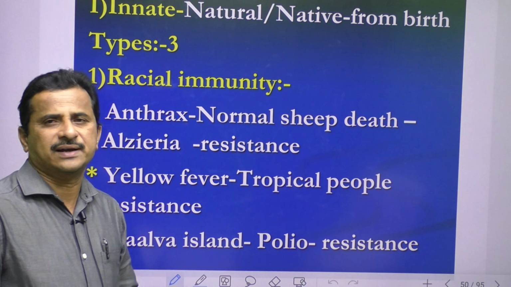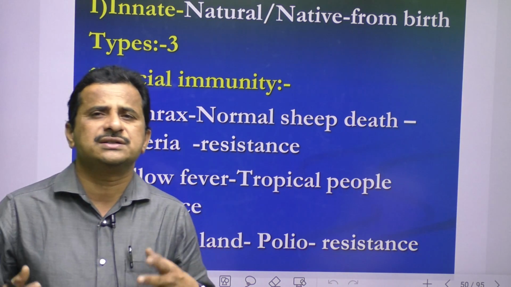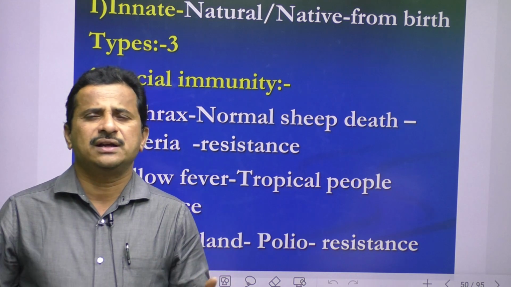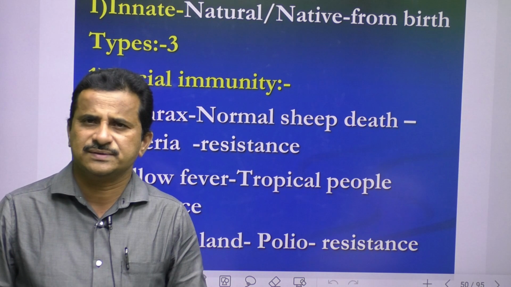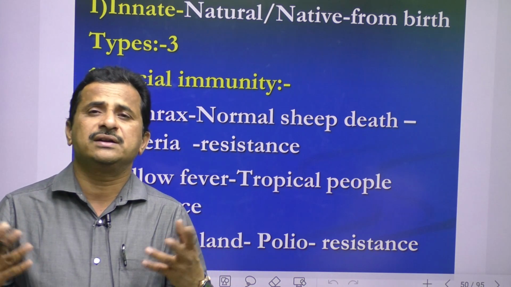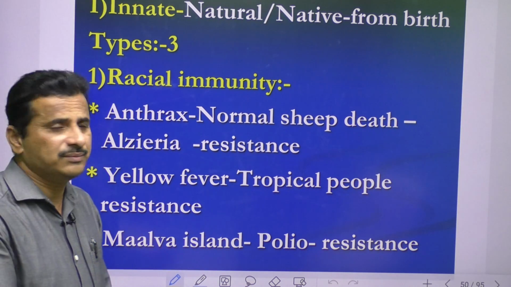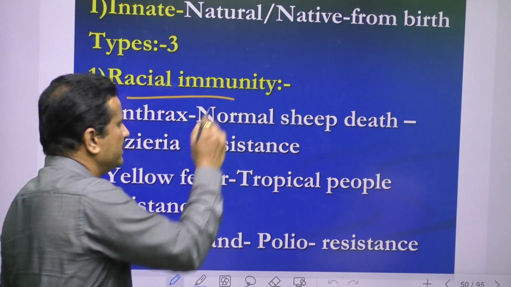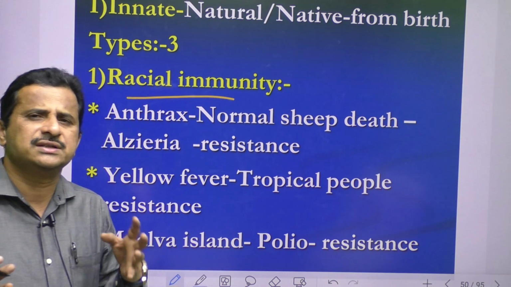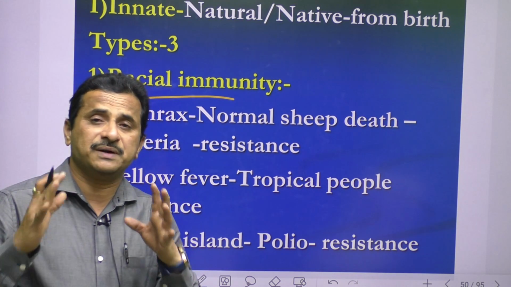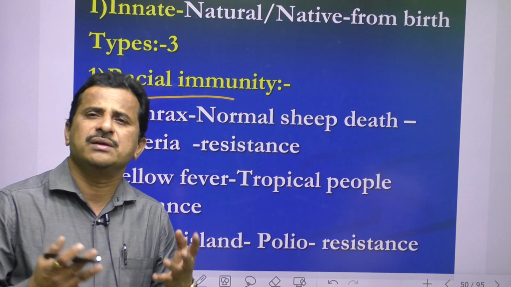Again, this has three types. See, natural immunity, native immunity, because of the genes, is different in different persons. So different persons, different types. Here are three types of innate immunity. One is racial immunity. A particular race, because of special genes, shows a particular type of immunity. So immunity depends upon race also.